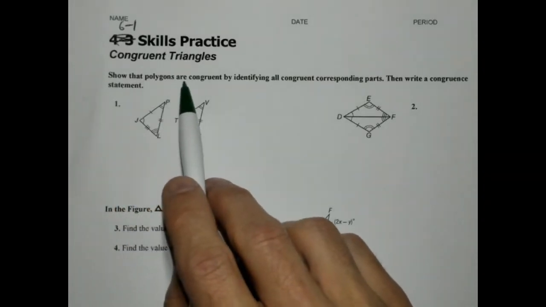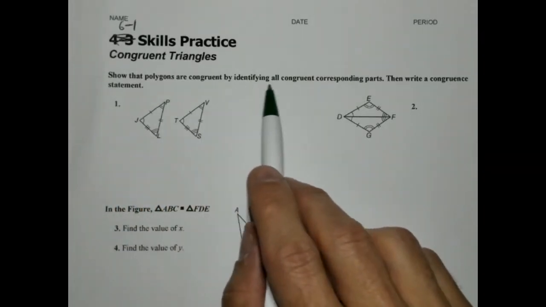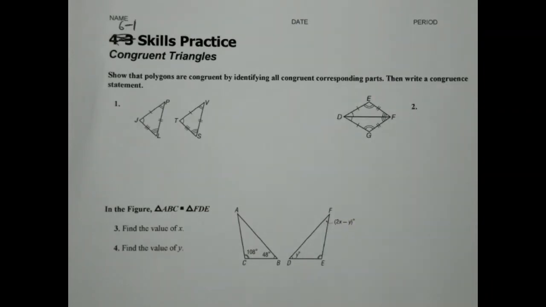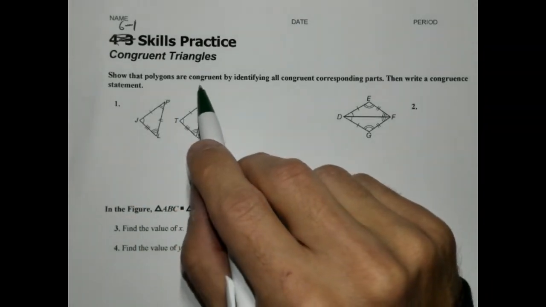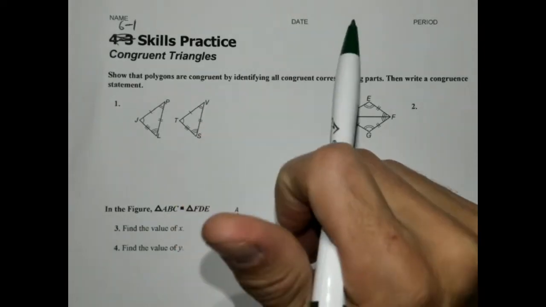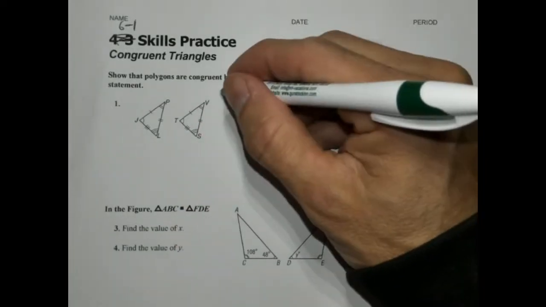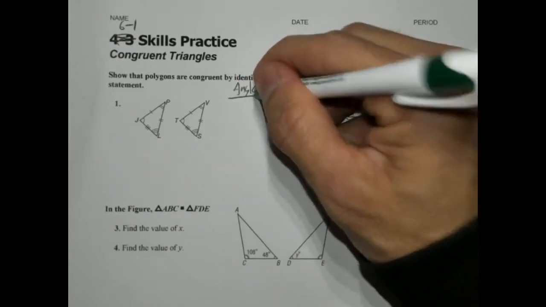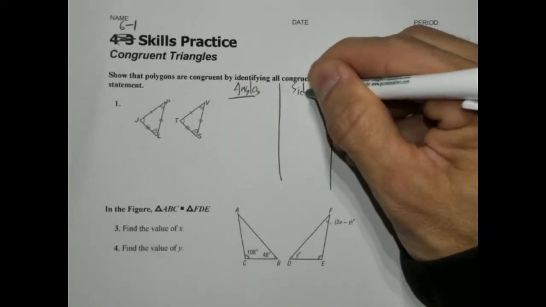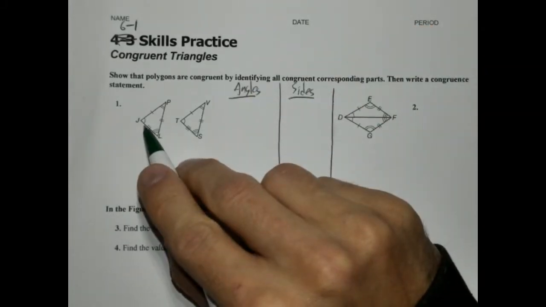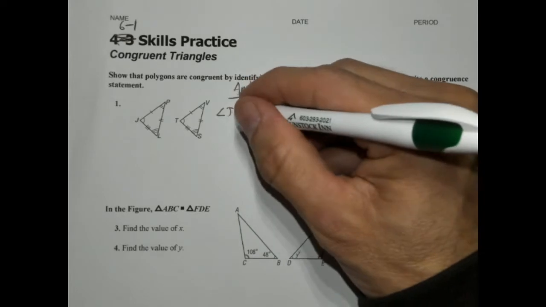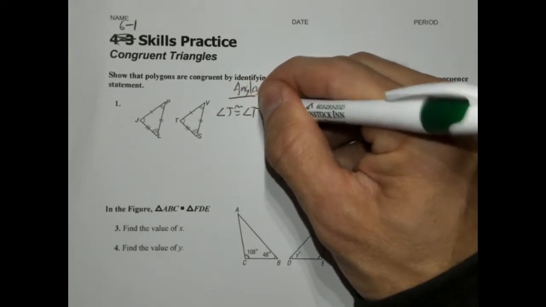Show that polygons are congruent by identifying all congruent corresponding parts, then write a congruence statement. So first thing we need to do is identify the congruent parts, which are going to be the sides and the angles. So we will do the angles first. Angles, we're going to go here, and then sides, we'll go here. So angle J will match up with angle T. You can tell by the number of arcs. So angle J is congruent to angle T.